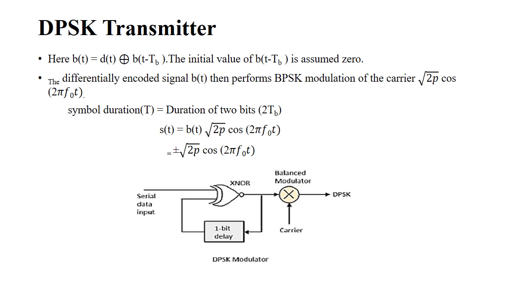Observing, the phase of the carrier changes by 180 degrees or pi radians only when d(t) is 1. So we take two successive bits of d(t) and check for any change of level. One symbol has two bits, that is, symbol duration T is equal to the duration of 2 bits, 2Tb. So s(t) is equal to b(t) into root 2P cos 2 pi f0 t, that is plus or minus root 2P cos 2 pi f0 t.